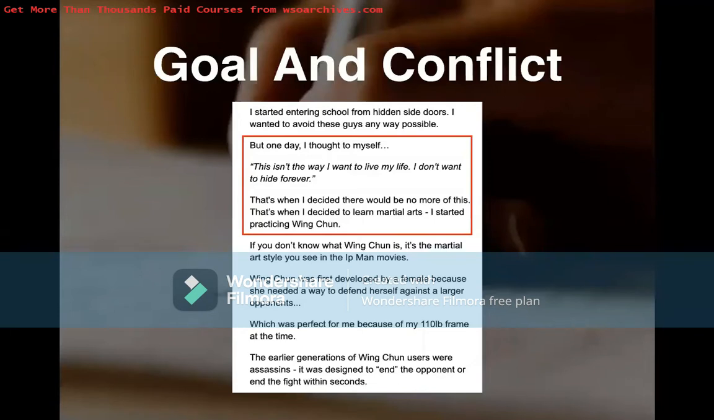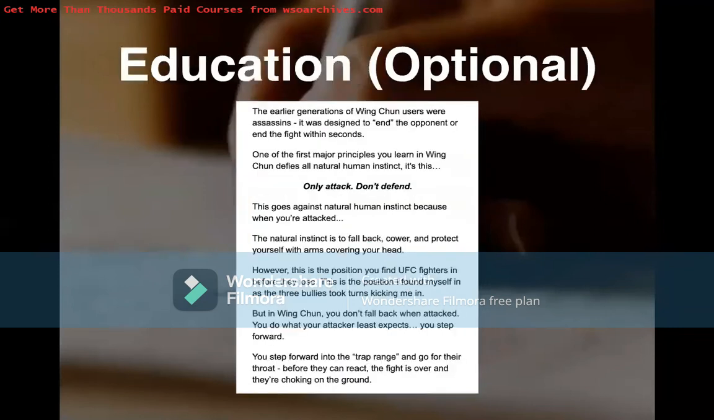So the education part. If you don't know what Wing Chun is, it's the martial arts you see in movies. It was first developed by a female, which is perfect for me because of my 110-pound frame at the time. The earlier generations of Wing Chun users were assassins. It was designed to end the fight within seconds, right? One of the first major principles was only attack, don't defend. This goes against natural human instinct, because when you're attacked, it's to fall back, cower, and protect your arms. But that's a position you find UFC fighters in before they lose. This is the position I found myself in as the 3 bullies took turns kicking me.